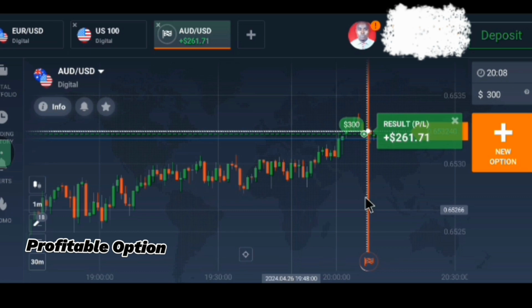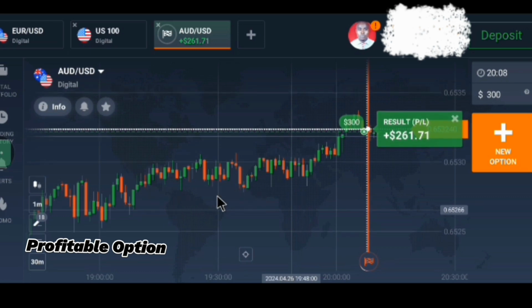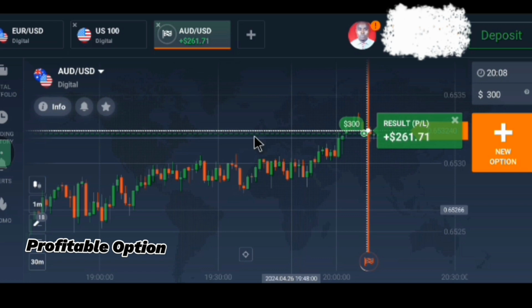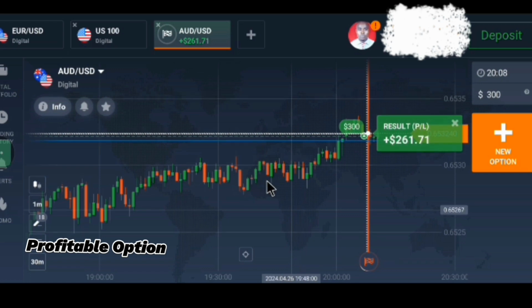You can see that I do not have any indicator here. I like using my horizontal lines especially to draw my support and resistance, because I take my trades around the areas of support and resistance.